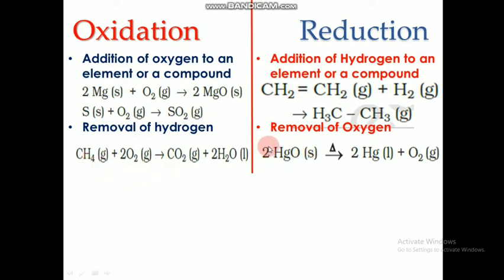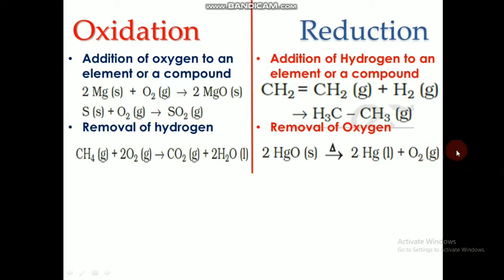In this case, the mercuric oxide is converted to Hg plus O2. Here, removal of oxygen is happening. So in one place, removal of hydrogen; in this place, removal of oxygen. So that is the second definition of oxidation and reduction.